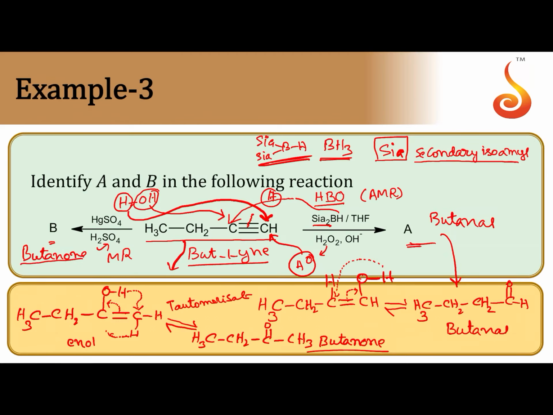So there is a difference. In both the reactions we are adding H2O only indirectly, but the products are different.